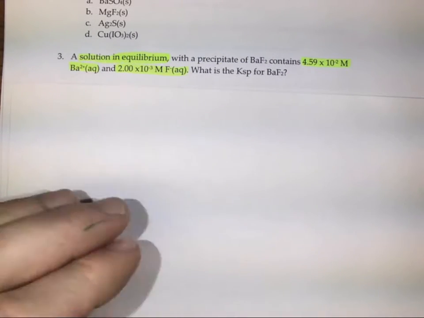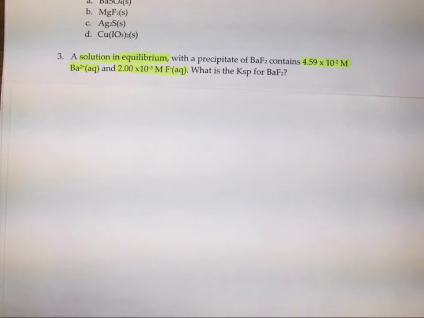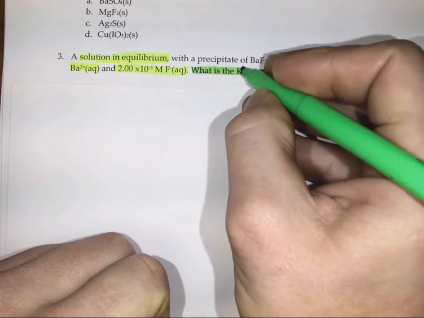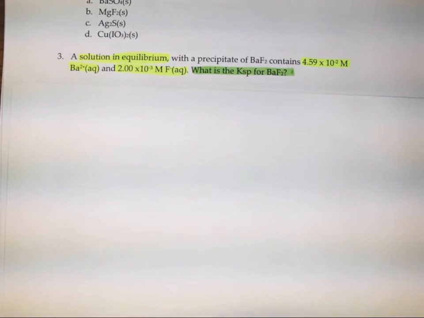And the question is, maybe we'll use a different color for the question. What's the Ksp? All right.